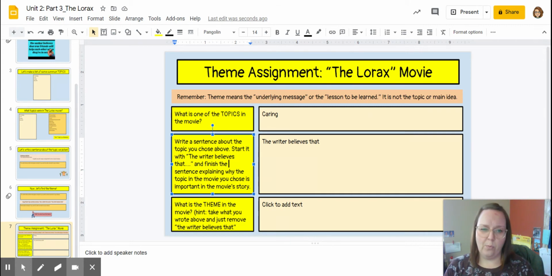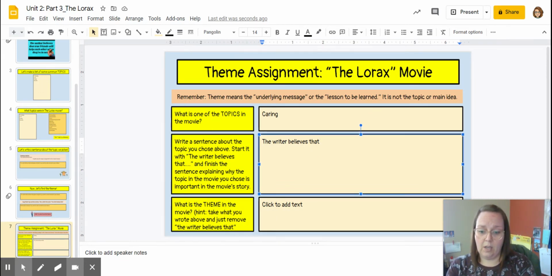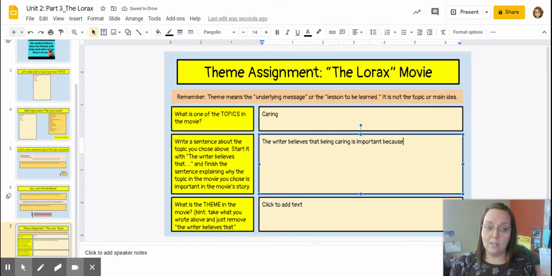So remember, we shouldn't use words like the Lorax, the Onceler. We shouldn't summarize what happened in the movie. We should say, how is being caring important? So the writer believes that being caring is important because, don't just leave it as it's important.